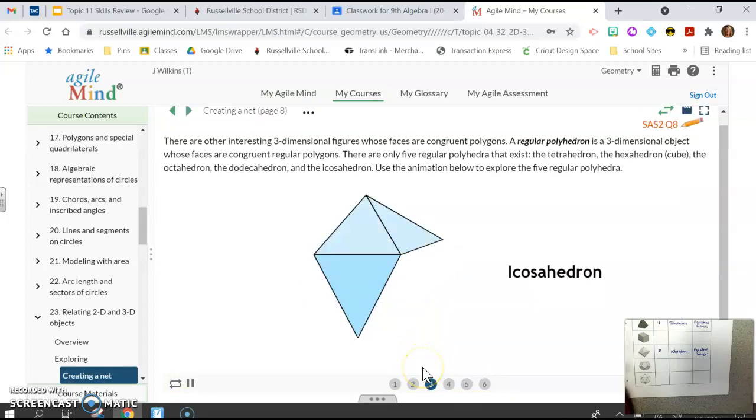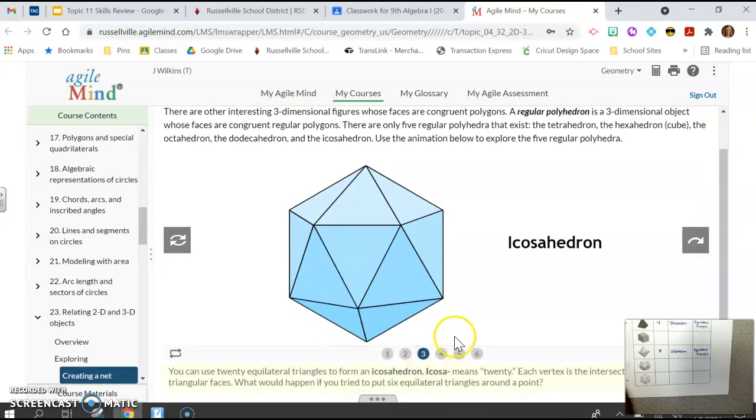All right, the next one is also made up of equilateral triangles. We say it's an icosahedron. Icosa means 20, and so this is 20 equilateral triangles. Okay, so all 3 of these are special because they are made up of equilateral triangles. And you'll notice there's no gaps, there's no overlaps.